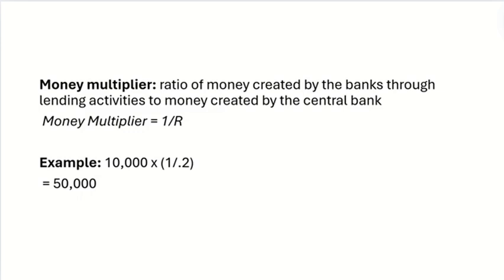An example of this would be $10,000 in current circulation and a 20% reserve rate. So how would that affect the money supply? That is demonstrated by $10,000 times 1 over 0.2, which is the money multiplier, and that would increase your money supply to $50,000.